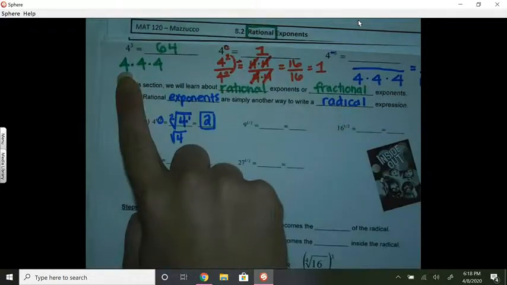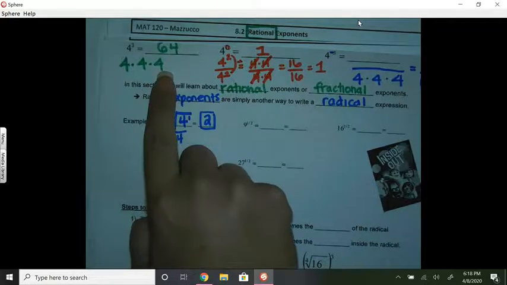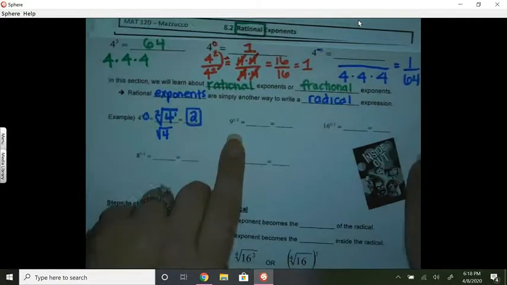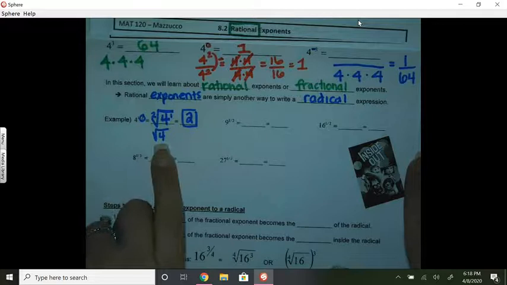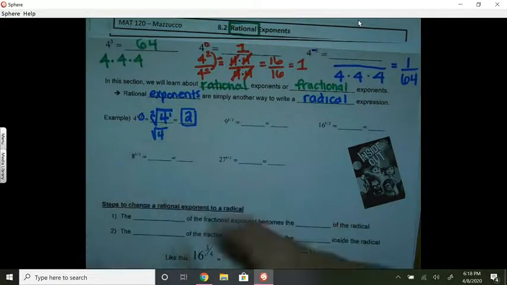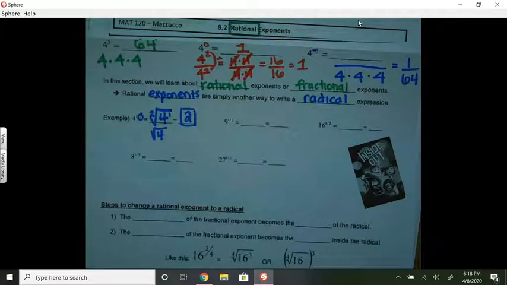A fraction exponent doesn't tell you how many times to multiply the number. It's just another way, just like a decimal versus a fraction answer. It's just another way to say the square root of 4. Maybe certain calculators don't have a square root button, but you have a fraction bar and an exponent key. You can enter the square root of 4 as 4 to the 1/2.